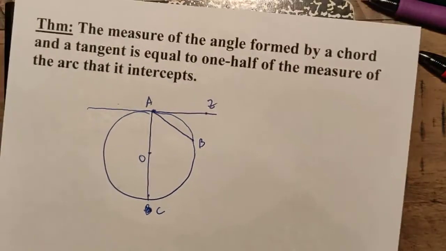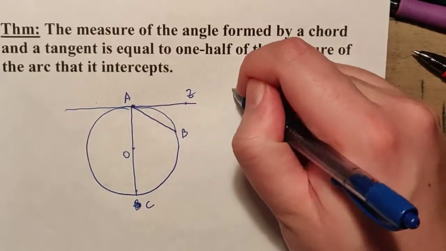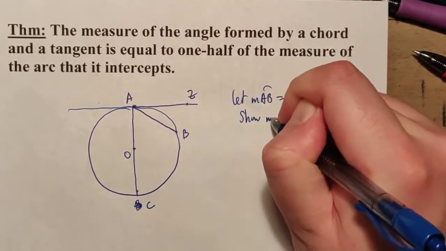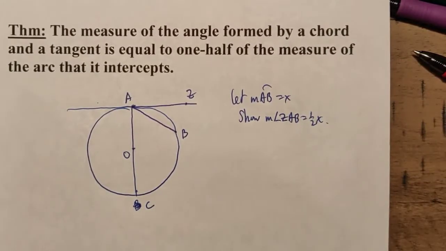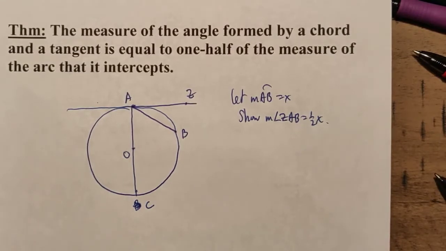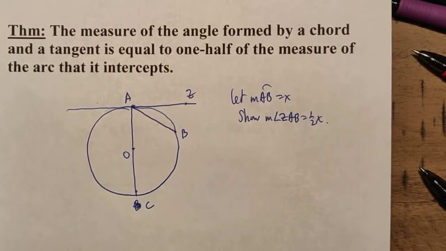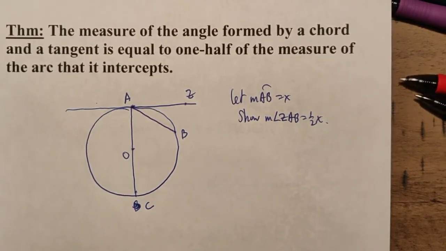Note that in this situation it makes sense for us to set this up: we're going to let the measure of arc AB equal X. I want to show the measure of angle ZAB is 1/2 X. Now, this is pretty straightforward. We can do basically the same thing that we did last time, but this time use variables as opposed to just numbers. This idea of abstraction, taking an example and converting it into one that involves variables, is going to be a useful technique as we go along, not just in geometry, but in other aspects of algebra as well.